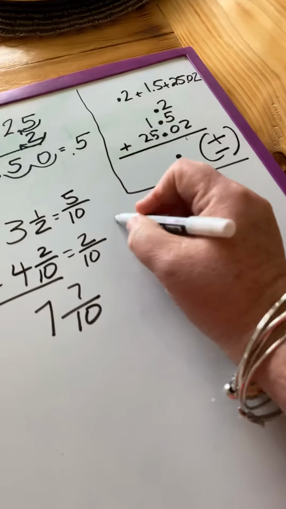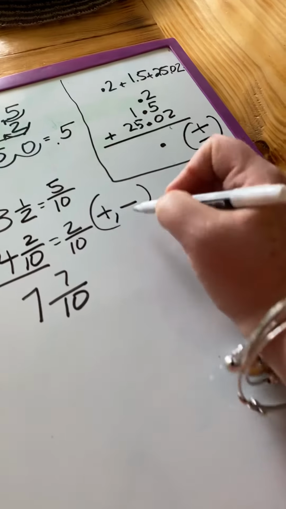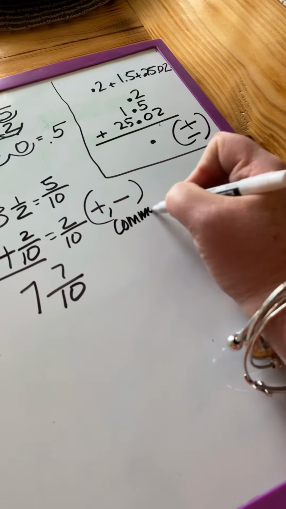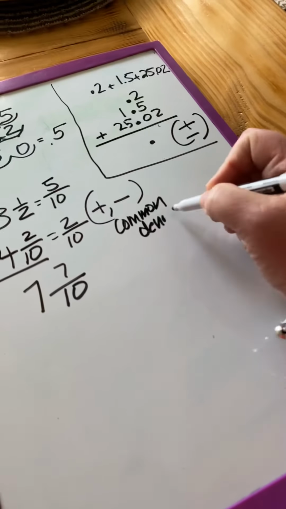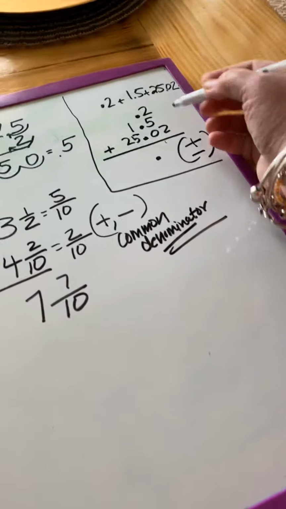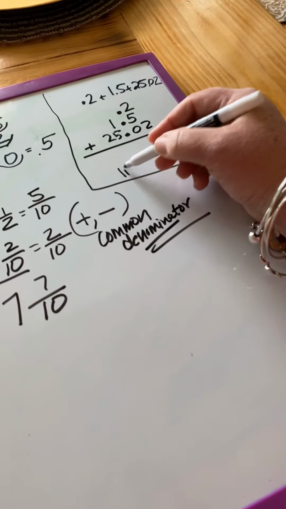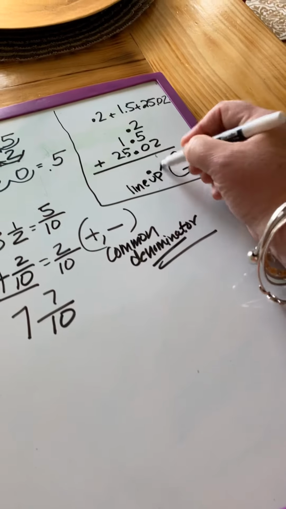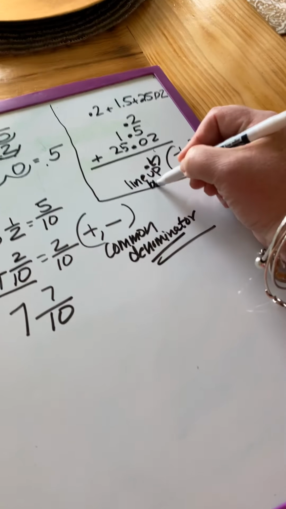Adding and subtracting fractions, you have to find a common denominator. All right, don't forget that. Adding and subtracting decimals, line up the decimal and then bring it down.